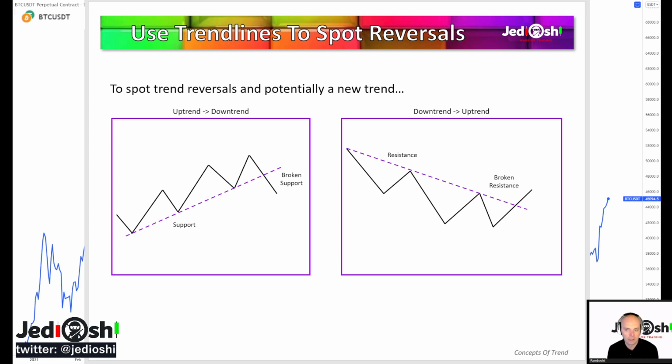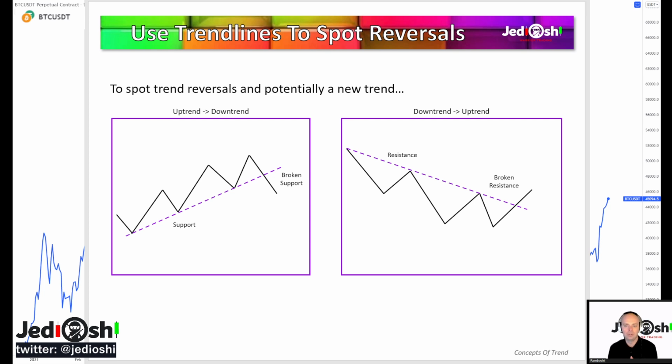The way I use trend lines is to spot reversals, and potentially a new trend. When you break down through support, either in an uptrend, you may be reversing to a downtrend. However, you may go sideways for a brief period of time. Also, from downtrend to an uptrend, you break through resistance from the other side, and you may switch from a downtrend to an uptrend. But you don't necessarily have to switch from one to the other, right?